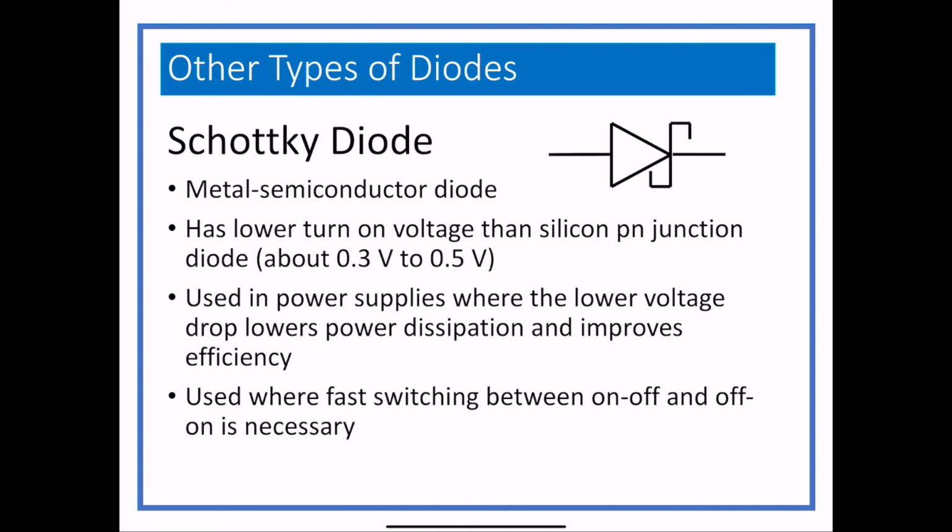Anyway, they switch on and off really fast, and the reason they do is because of the metal semiconductor junction. There's a different type of carrier that is being used for that junction versus a PN junction, so it switches back and forth much, much faster between forward and reverse biased. And then the lower voltage drop can be good when you are using them in a circuit. So that's one type of diode that one might come across.